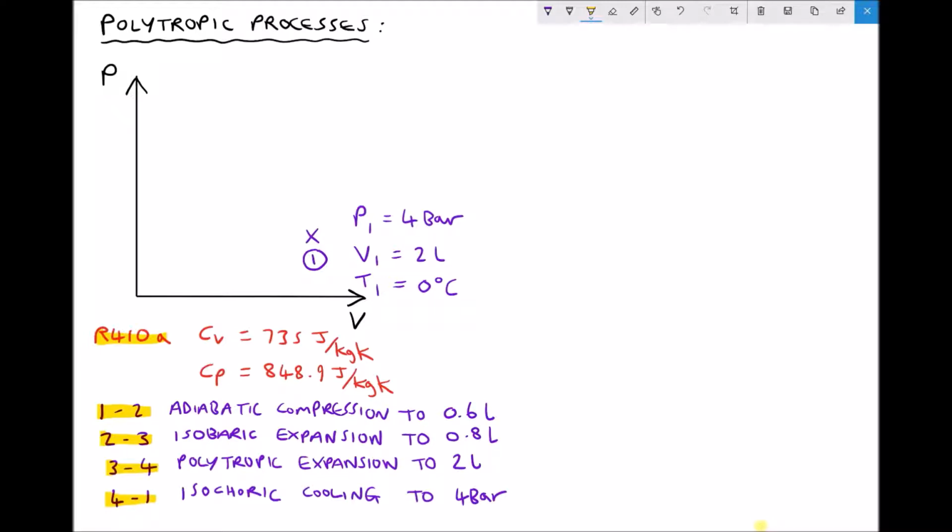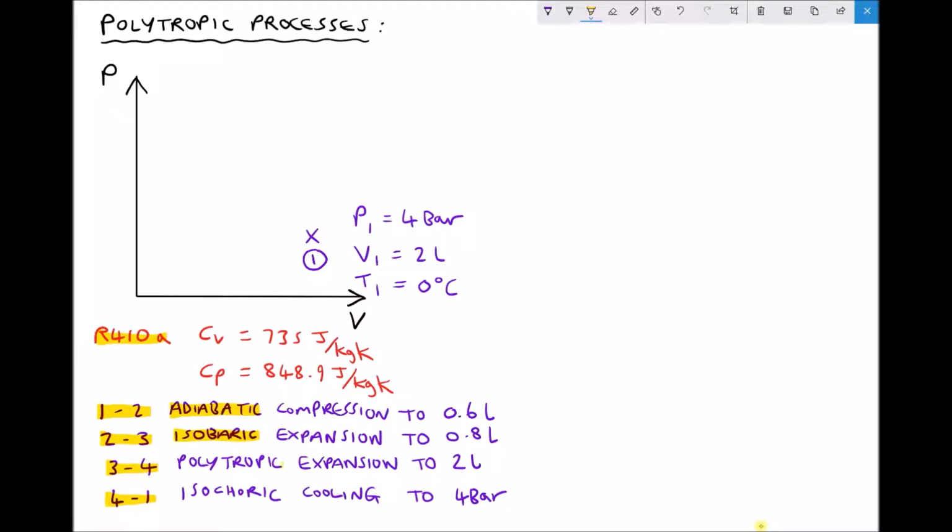Just to explain some of these terms then, what we mean by adiabatic is a compression or expansion process where no heat is gained or lost to the surroundings. It's best described as a constant heat process. Next we have isobaric, and isobaric means constant pressure. So during any isobaric process, the pressure at the start and the end of that process must be the same.